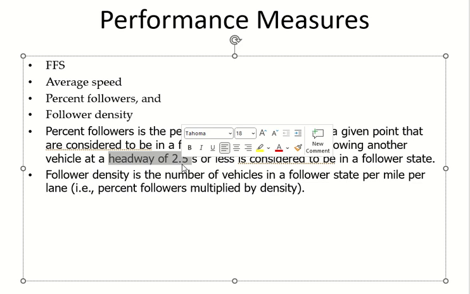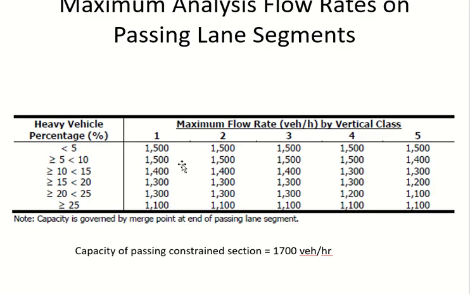Then follower density is people who are following per mile. Number of cars which are following per mile. Density was cars per mile. Follower density is cars following per mile. Okay, this is the only difference here.